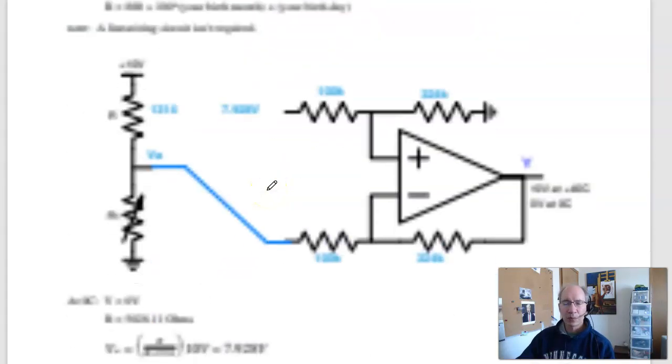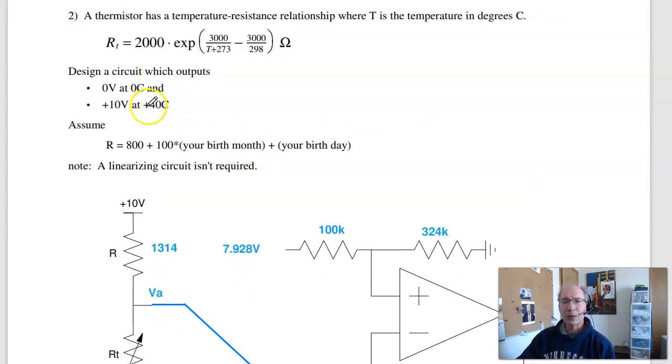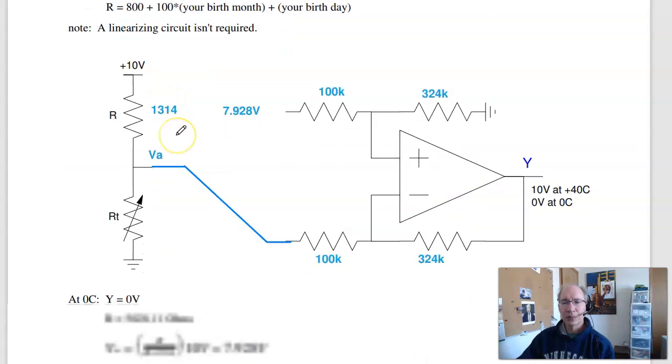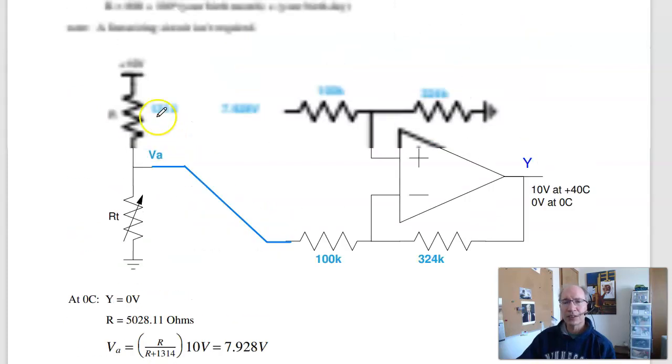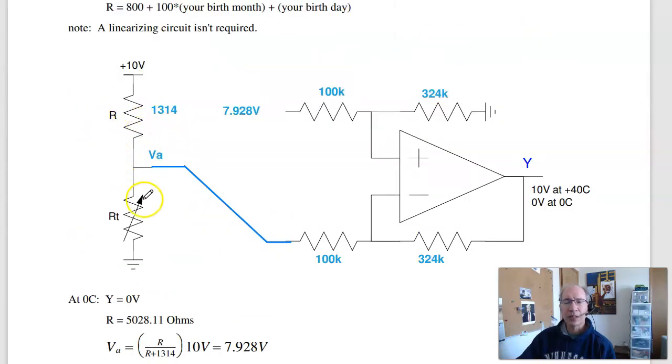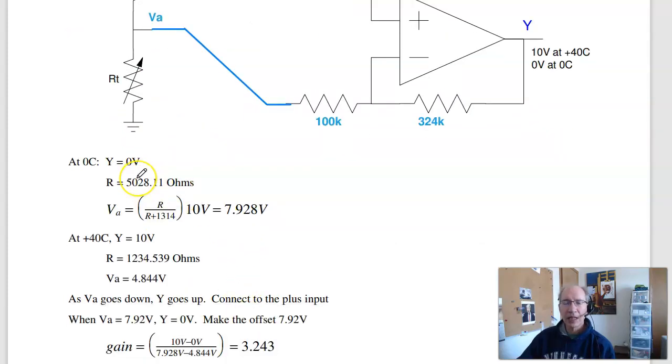For problem number 2, design a circuit that outputs 0 to 10 volts as temperature goes between 0 and 40 degrees Celsius. To do that, I first need to find the resistance at 0 degrees Celsius. Here's a voltage divider with 1314 ohms, so VA is 7.9 volts, and the output should be 0. At 40 C, R is 1234 ohms from the thermistor equation. Doing voltage division, VA is 4.88 volts.